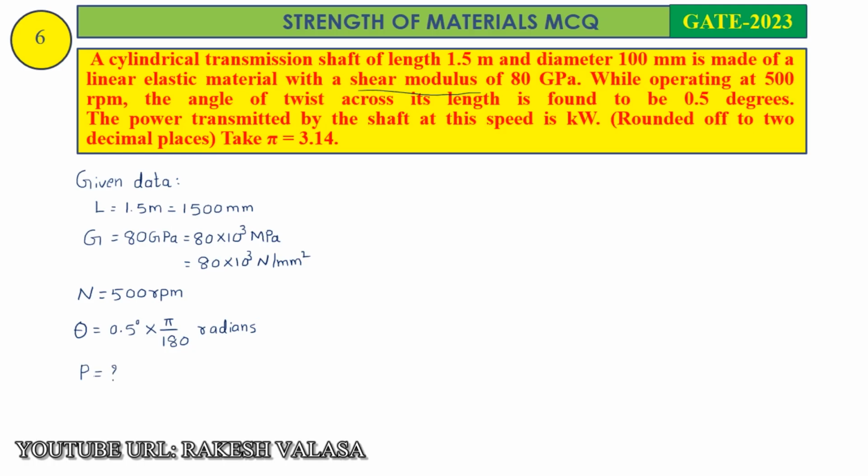Once you look at this question, he has given the length, shear modulus, speed, and theta. From these notations, you can write the torsion equation. These notations are all available in the torsion equation. He has given a cylindrical shaft, so by using the torsion equation, we can find the torque. Then by using this torque, we can also find the power, P equal to 2 pi NT by 60. Let us see.